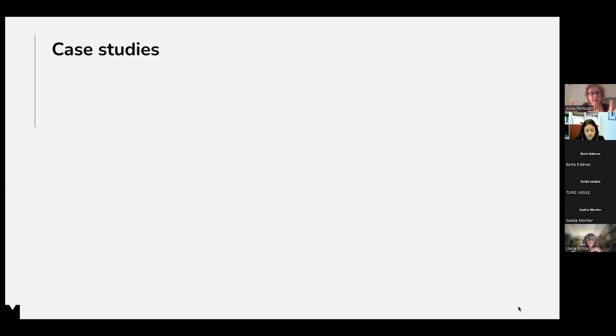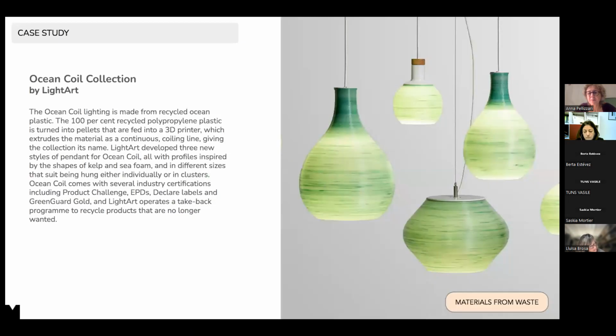So how to translate all this into some practical case studies. Some examples. We tried to select some examples in areas that are close to the sectors where you work. An interesting example is the Ocean Coil collection by Light Art, which is made by recycled plastic from the ocean.